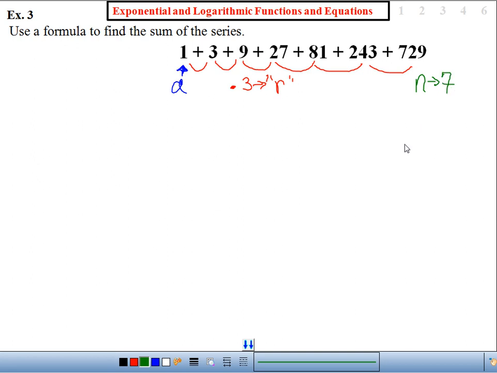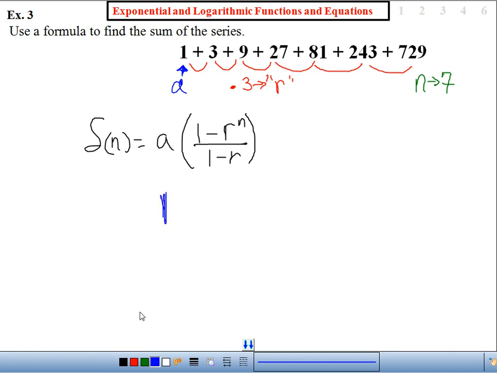Now that we have our information, let's write our formula. S of n equals a times (1 minus r to the n) over (1 minus r). You're like, Mr. Q, this is easy. I know, I'm telling you. So let's substitute values. What goes here for a? 1. What goes here for r? 3, because that's our common ratio. So this is 3 and 3.